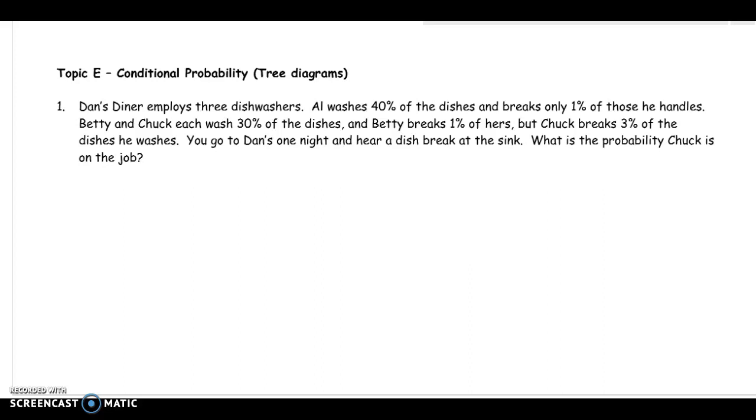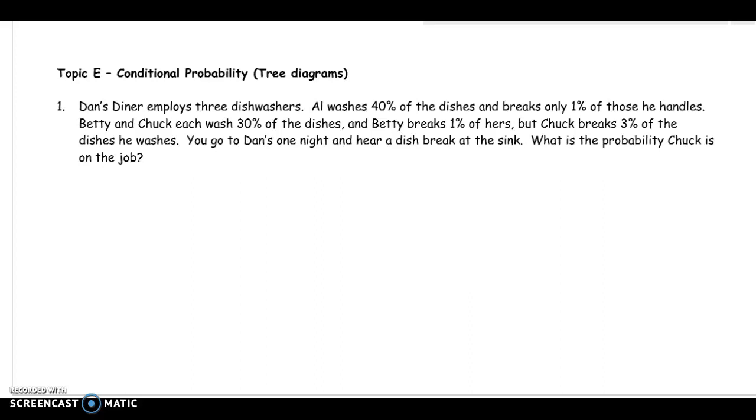Hey guys, I am going to show you how to do a tree diagram. This is topic E, conditional probability in your packet. We're going to be doing the Dan's Diner problem. This is a great way to set up conditional probability. If you see words like "if this happens" or "of these people," that lets you know that we're probably going to be doing a tree diagram.